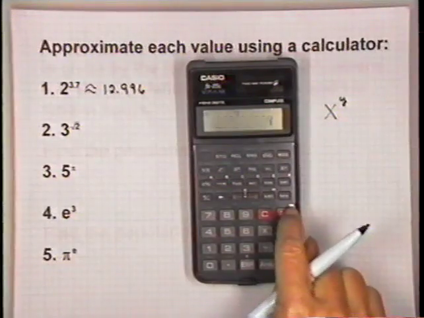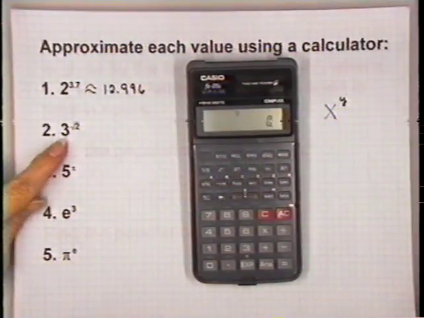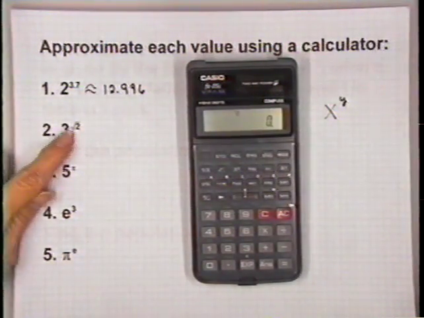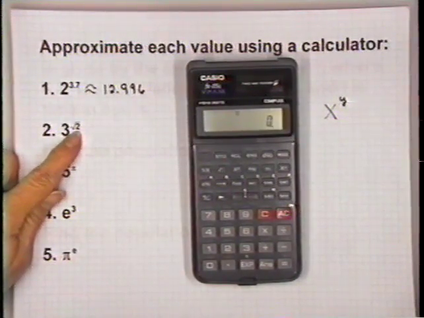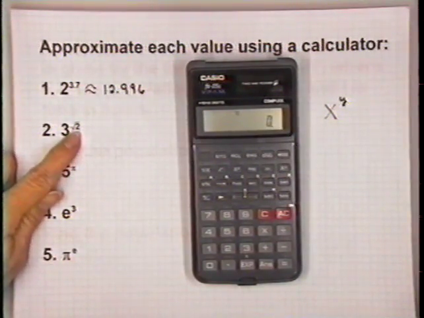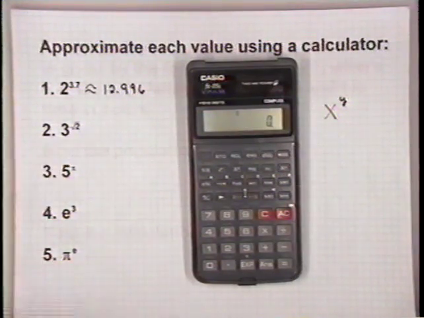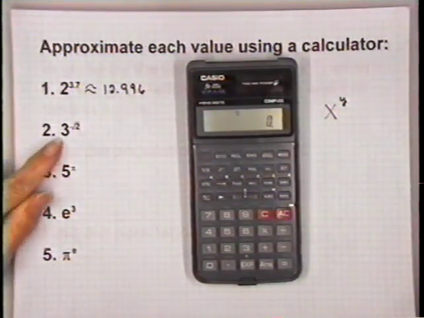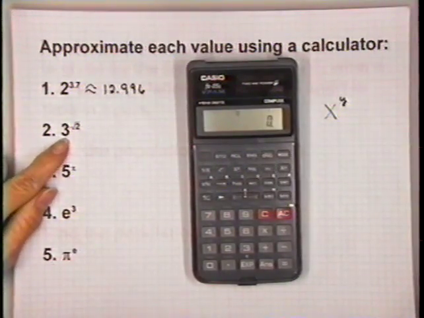Okay, now I'm going to clear this out and let's look at our second problem. We have the base of 3 and we're raising this to the square root of 2 power. Now this may be the first time you've ever used an irrational number as an exponent, but that's okay. Our calculator can help us do that.